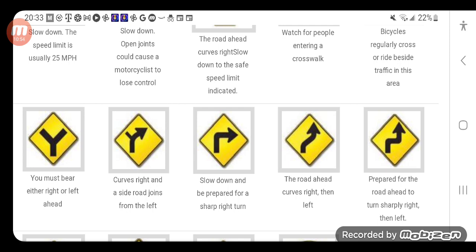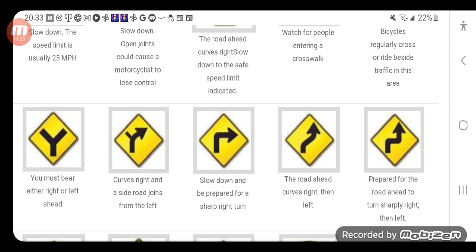This sign here with the direct arrow going to the right shows you that there's a sharp turn coming up. You have to slow down for that. This sign shows that the road ahead curves to the right and to the left. So you have to be aware of that, of what's coming ahead.